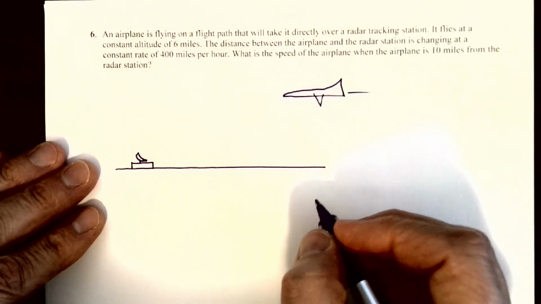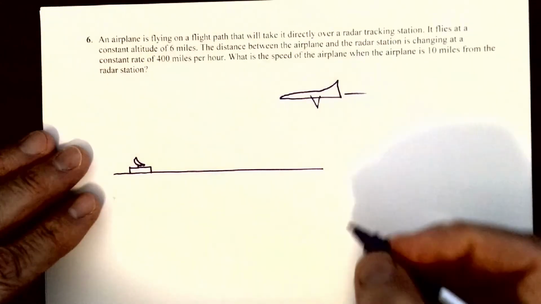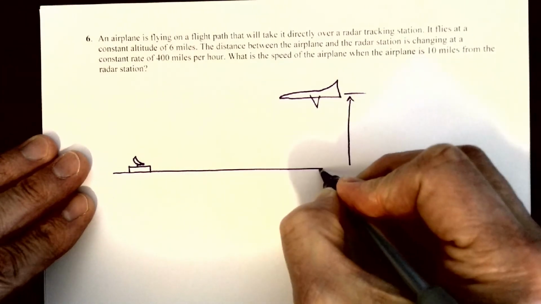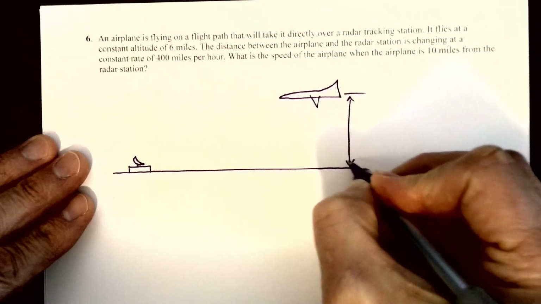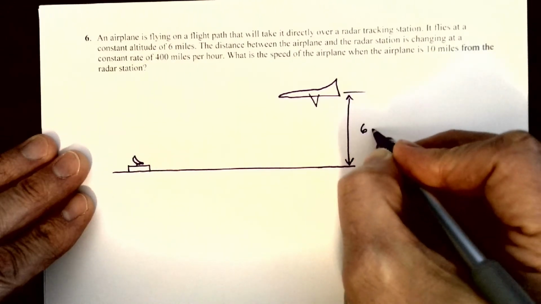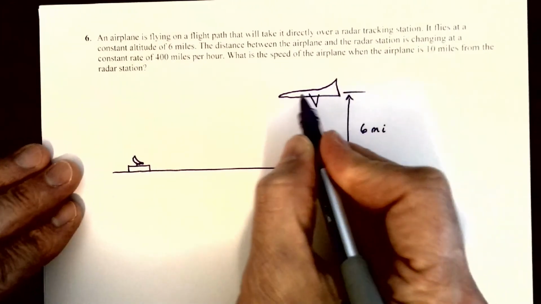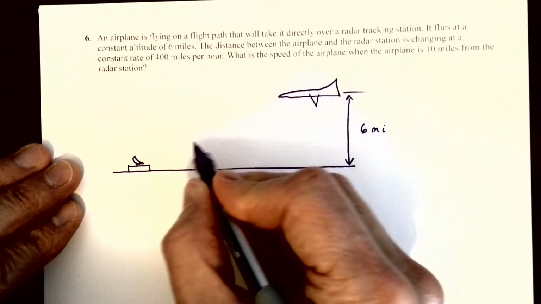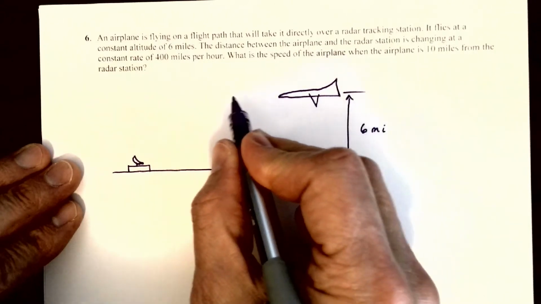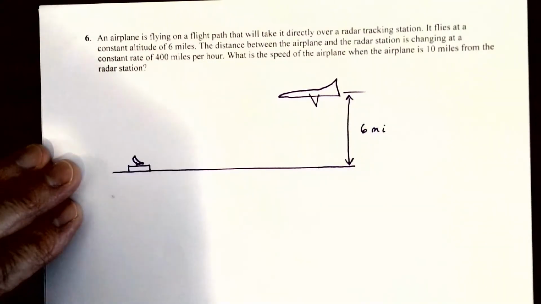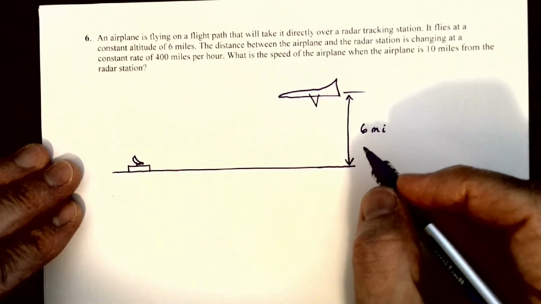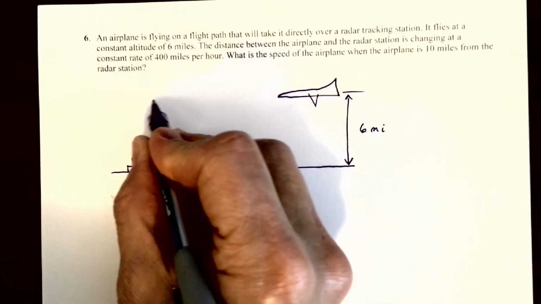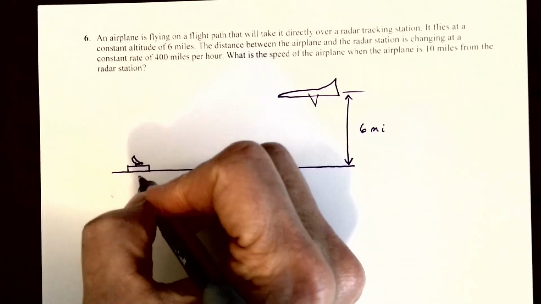And it flies at a constant altitude again. Sounds familiar. So this time the altitude is 6 miles. So the height from the ground up to the aircraft is 6 miles, and that's constant. Again, that plane is going to fly in that constant direction. It's not going to be flying directly towards the radar station, right? It's going to maintain that constant height, and it's going to take it on a path directly over the radar tracking station.